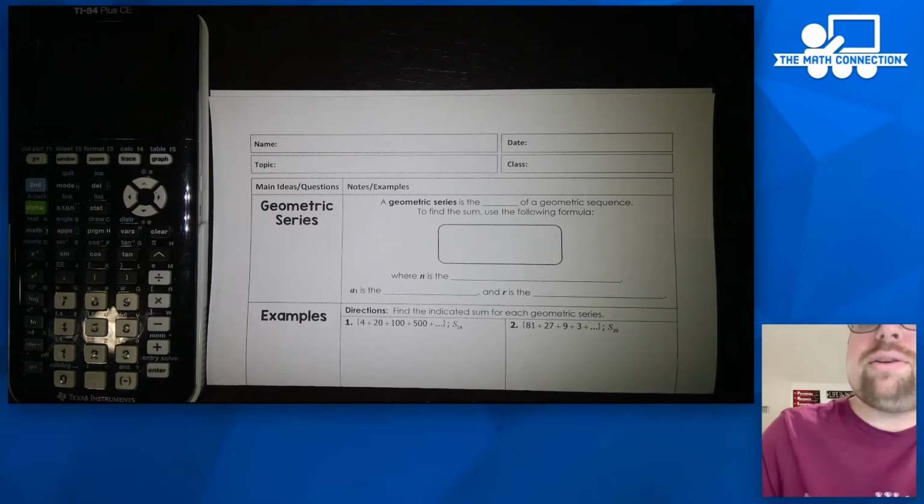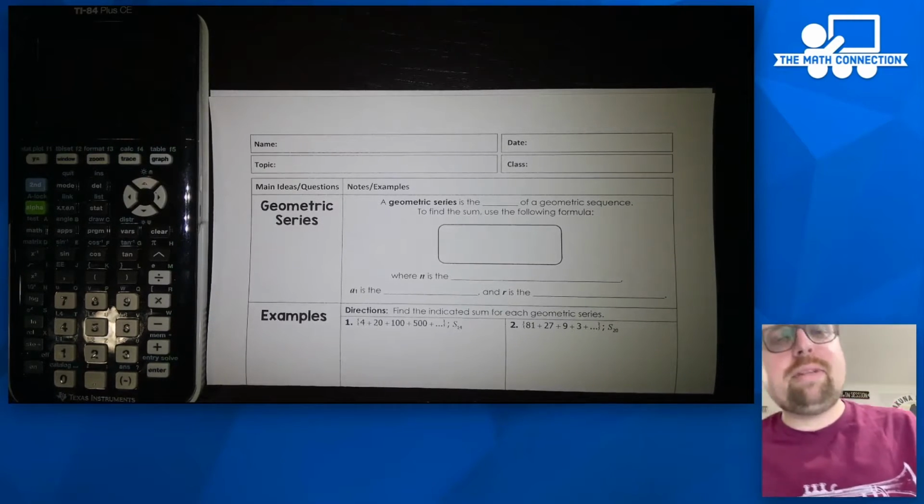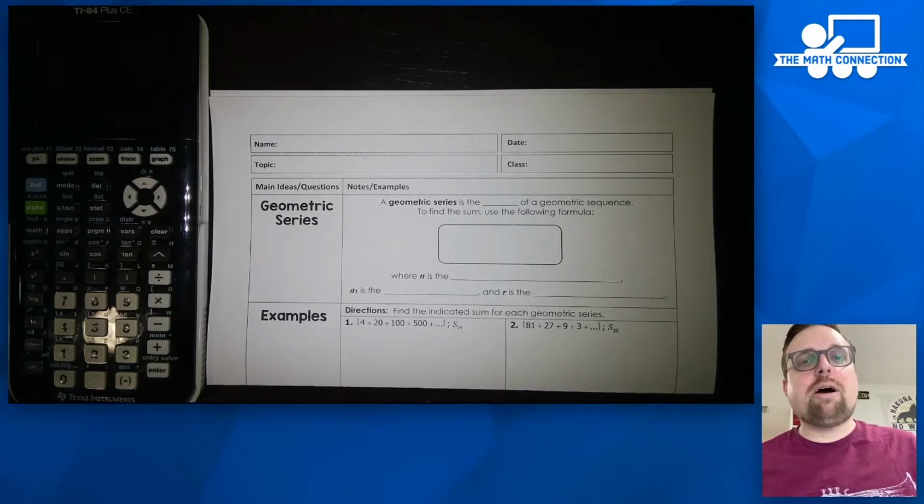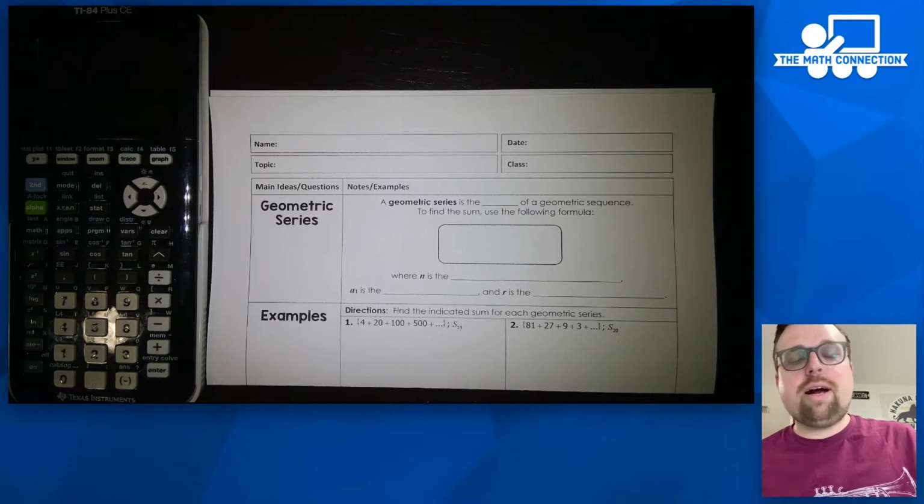So in a series, you're going to be doing a similar process, except in the series, you're going to be finding the sum up to a certain value. So let's go ahead and dive right in.